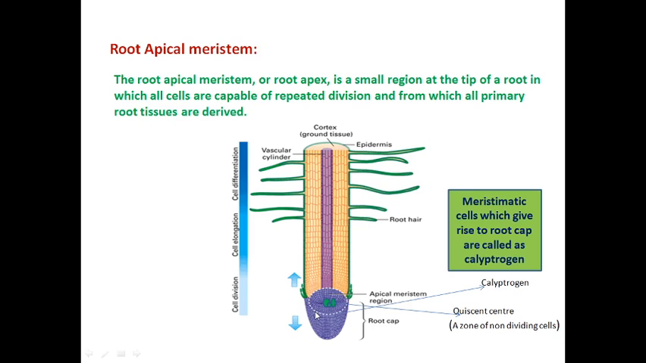And I already told you that the cells in the root apical meristem which give rise to the root cap form the root cap also. A proper name has been coined for those cells, and those cells are called calyptrogen. I hope this is clear to you.